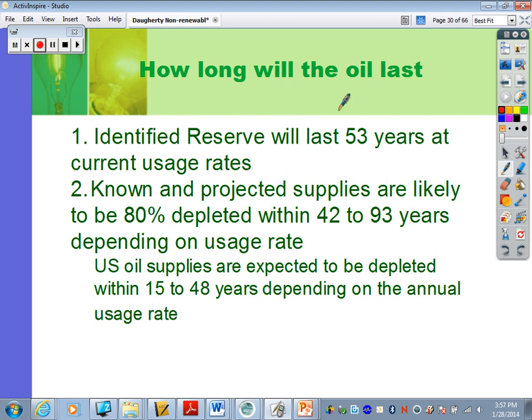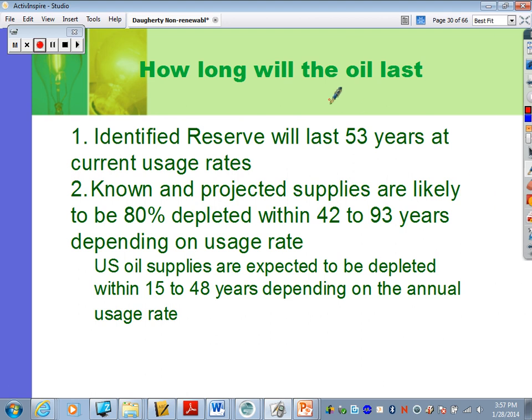And I've mentioned this a couple of times. How long do we think the oil is going to last? With the reserves that we've identified, we think that oil will last at least 53 years with current usage rates. However, as we've talked about many times this year, we know that per capita use of things continues to increase, especially with an increasing population and an increasing standard of living, I guess you could say. So we could probably assume that this amount of time would actually be shorter.